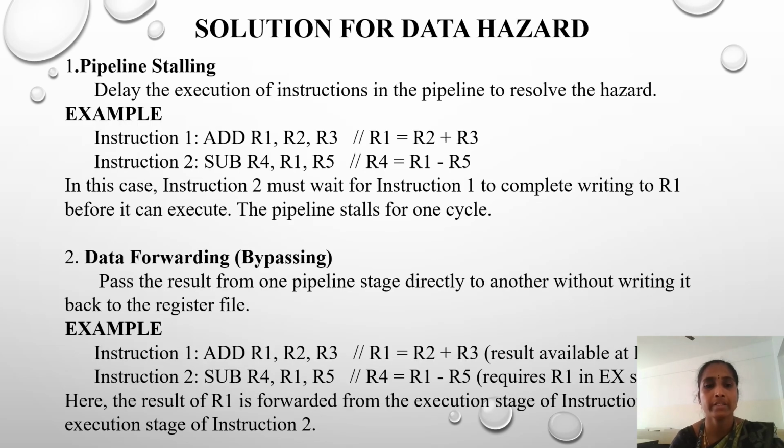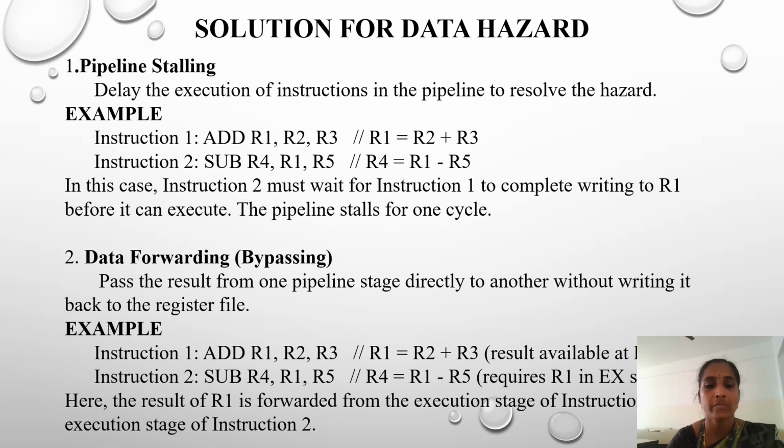The first one is pipeline stalling. Here we are going to delay the execution of instructions in the pipeline to resolve the hazard. For example, R2 and R3 are added and the result stored in R1 register. Instruction 2: we subtract R5 from R1 and store the result in R4. In this case, instruction 2 must wait for instruction 1 to complete writing to R1 before it can execute. The pipeline stalls for one cycle. This is one solution for data hazard.